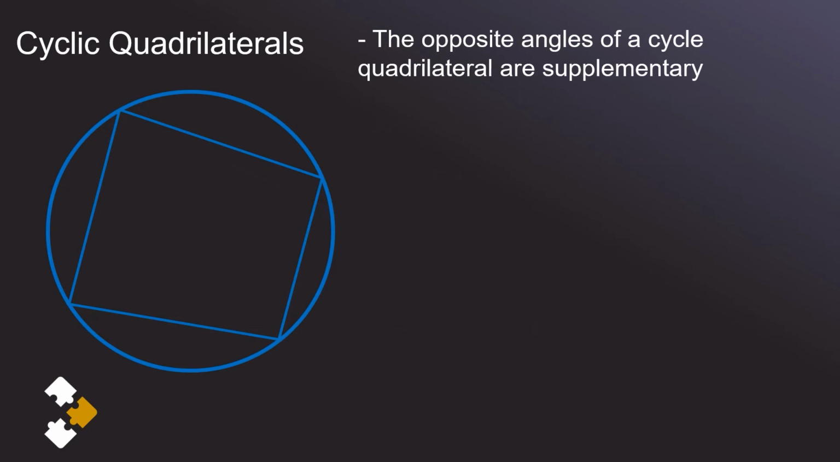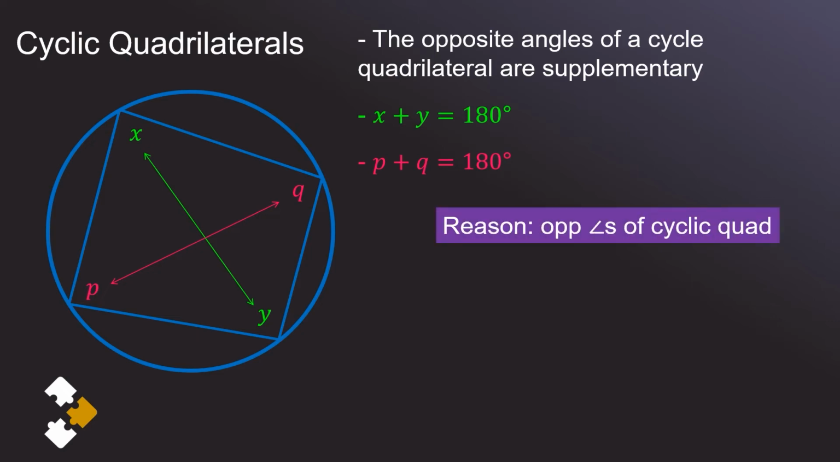So the opposite angles of a cyclic quadrilateral are supplementary. So if you have that angle x and that angle y, they have to add up to 180. P plus Q has to add up to 180. And your reason is opposite angles of cyclic quadrilateral.